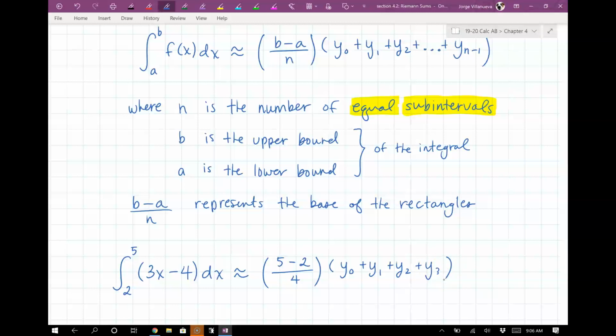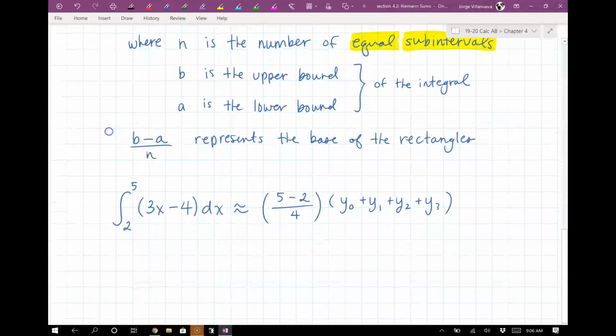According to my equation, I'm supposed to go all the way up to y sub n minus 1, right? And if n is 4, then 4 minus 1 is 3. So I have to stop at 3. But we won't worry about the y calculations right now. Let's actually just simplify this: 3/4 times y sub 0 plus y sub 1 plus y sub 2 plus y sub 3.